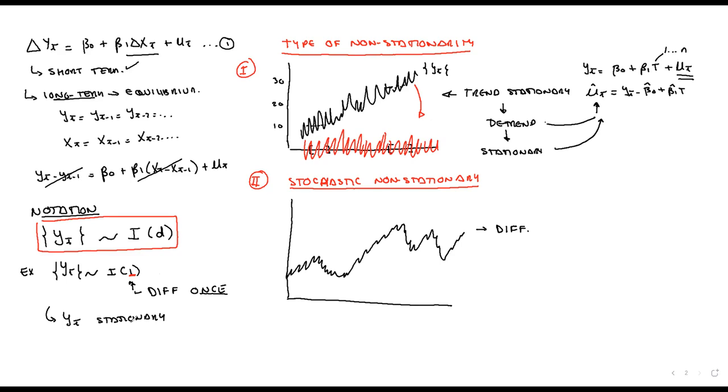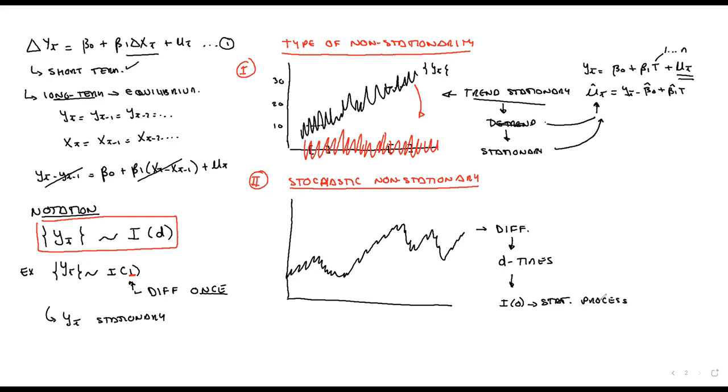So the solution for trend stationary is detrending. For this one here, you take the difference D times, where D simply means the integration number. Differencing D times, you get an I(0). And remember, an I(0) is what we call a stationary process. This is what we want: a stationary process.